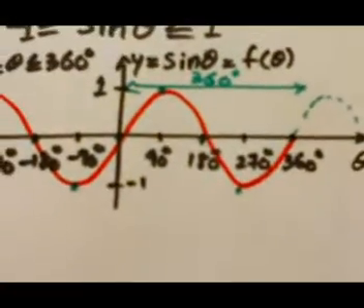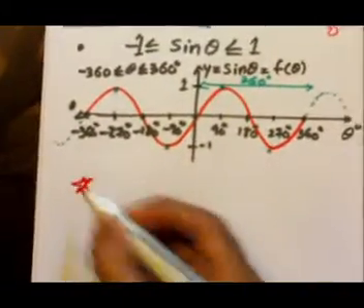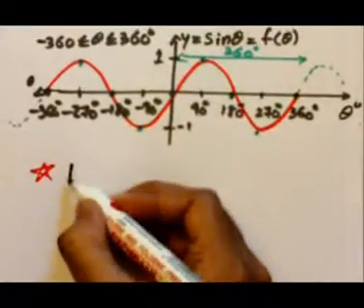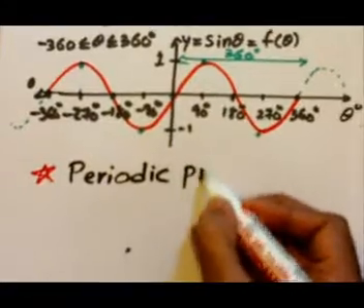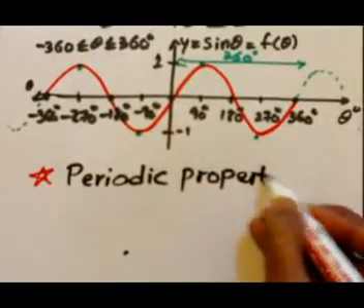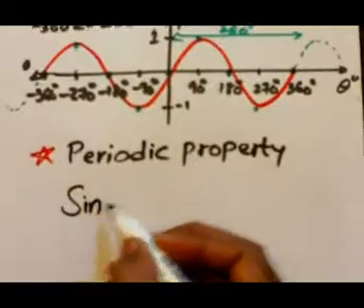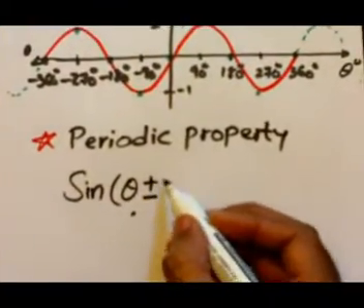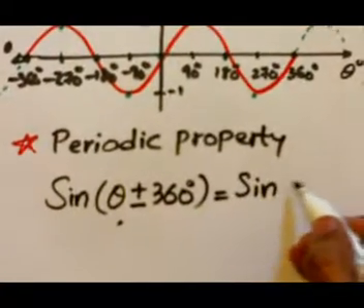So number one, a very important property, I'll just star these properties. Number one, this is known as the periodic property. The sine function is periodic about 360. What does it mean? Sine in the angle, if you add or subtract 360, you always get sine theta.